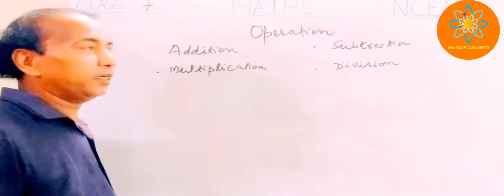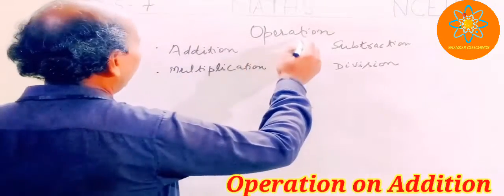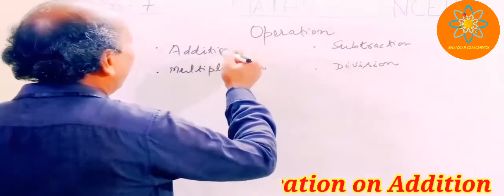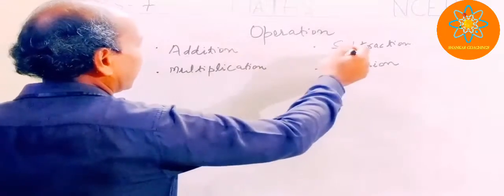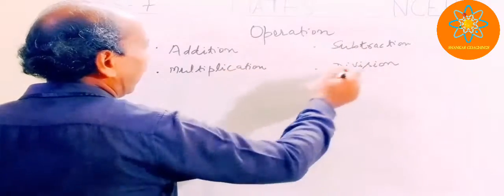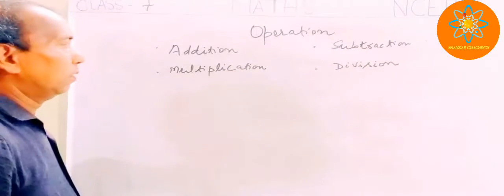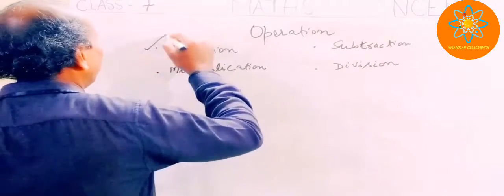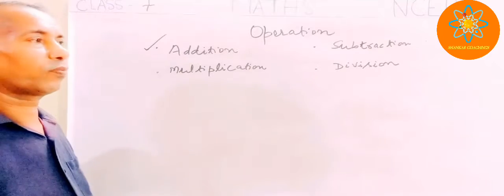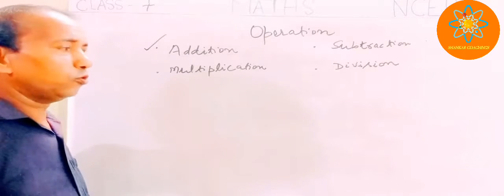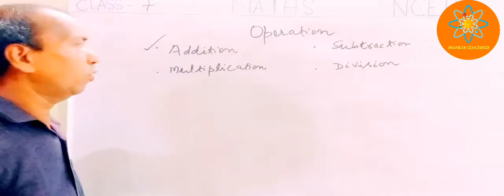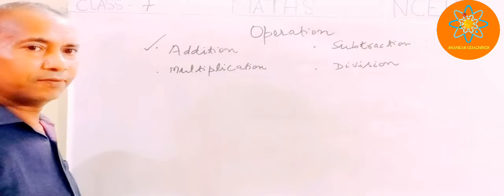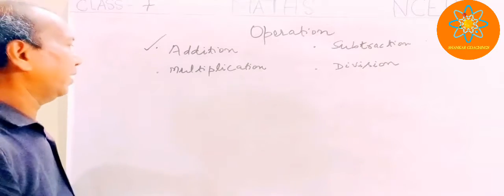And the topic operation. In operations, we have the different operations of the integers: addition, subtraction, multiplication, and division. So first of all, we start with the operation addition. Suppose 2 integers are given and we want to add them. We add them considering the sign.